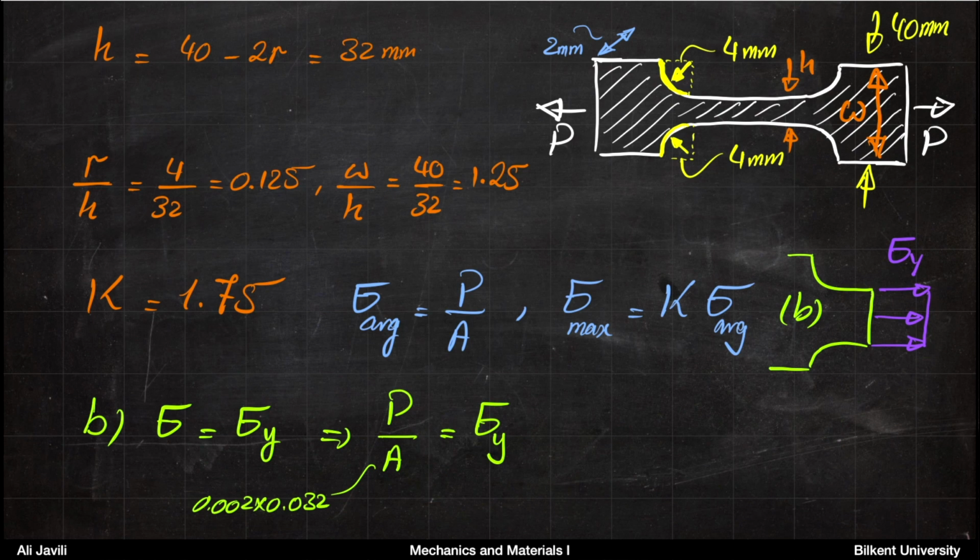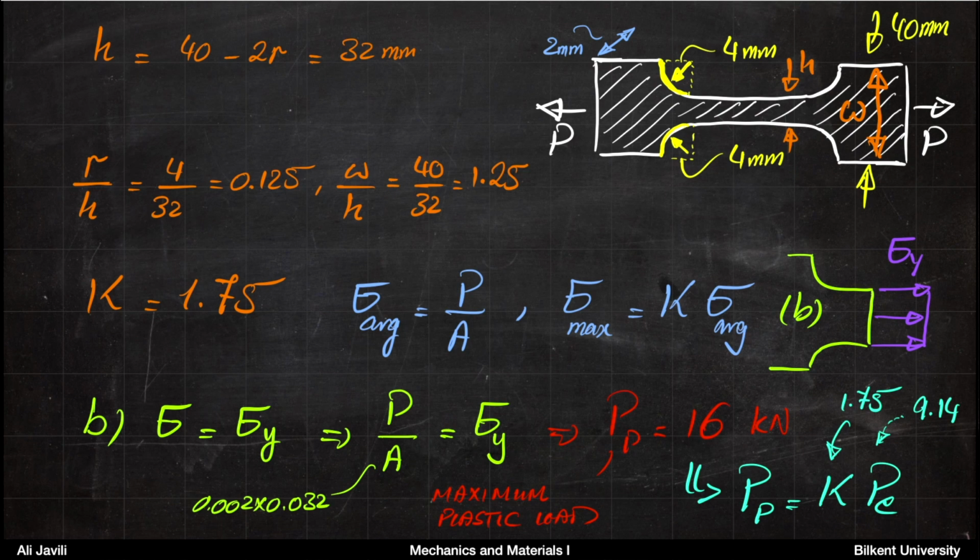Now for the next part, part B, you are asked to calculate the maximum force that this member can support. Now the maximum force is like maximum plastic load. So basically, this is the load that when you apply, the whole cross section becomes plastic, or it behaves like a plastic material, and you cannot go further than that. In that case, the stress is just equal to sigma y, and stress is P divided by A, and that is sigma y. It's a uniform stress, so it doesn't have max or min anymore. And if you insert the numbers, then you get maximum plastic load to be 16 kilonewton.